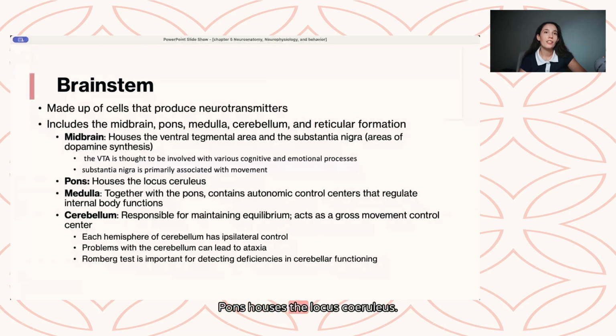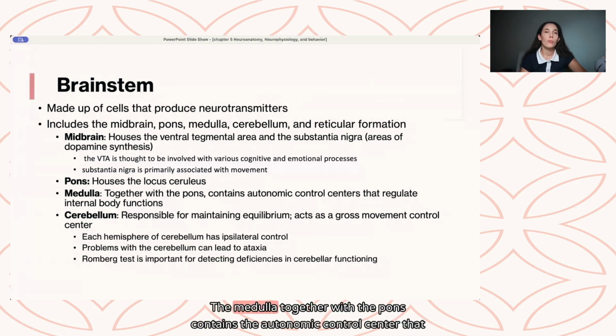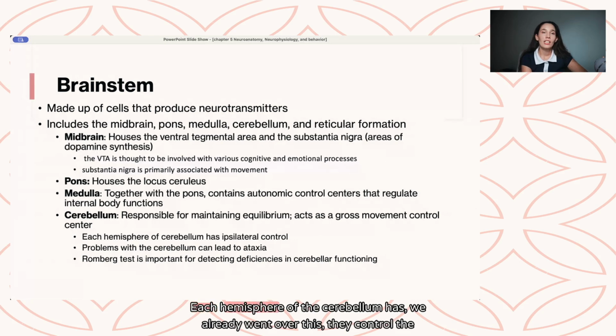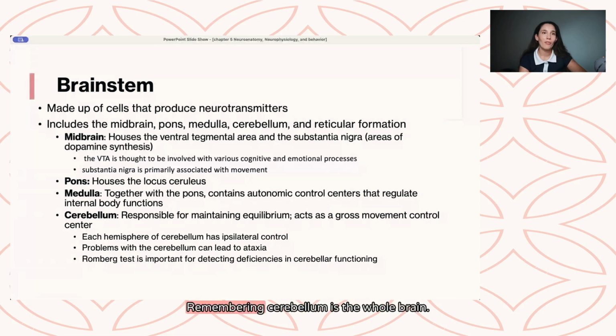Pons houses the locus ceruleus. The medulla, together with the pons, contains the autonomic control center that regulates internal body functions. And the cerebellum is responsible for maintaining equilibrium. It acts as a gross motor control system. Each hemisphere of the cerebellum, we already went over this, controls the opposite side of the body. Remembering cerebellum is the whole brain.